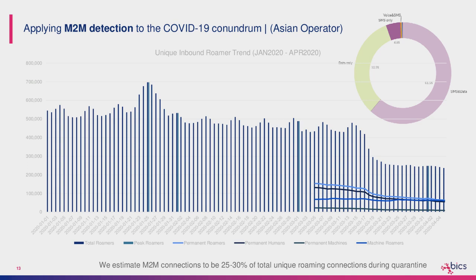So know that you have the ability to segment your roamer base into two new categories. You can see the behavior and usage profiles of humans, separate and apart from behavior and usage profile of machines, and better understand the relative contribution they have to your bottom line. Now, I've applied this to the current roaming scenario, where roaming has been changing over the last couple of months due to the challenges we're having today with COVID-19.